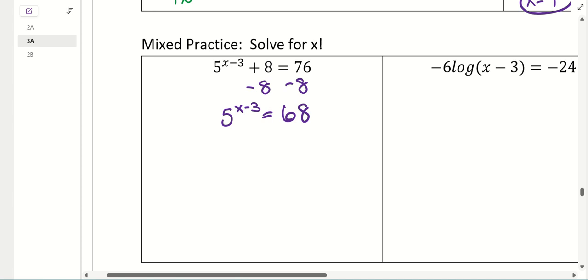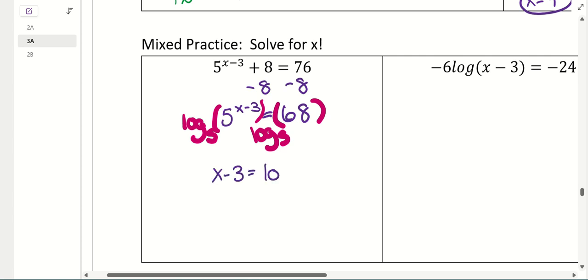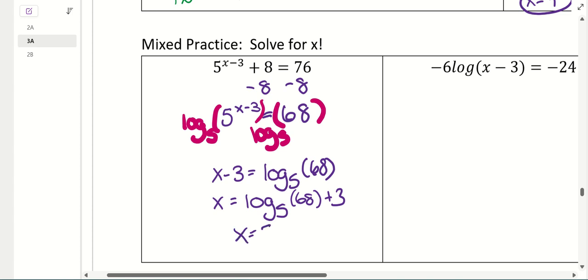Now, how do we undo an exponent? We use a log. So we're going to use log base 5 on the left side. We're going to use log base 5 on the right side. And we are going to have x minus 3 equals log base 5 of 68. And then we're going to get x alone by adding 3. So x equals log base 5 of 68 plus 3. Type that in your graphing calculator. x equals 5.62.